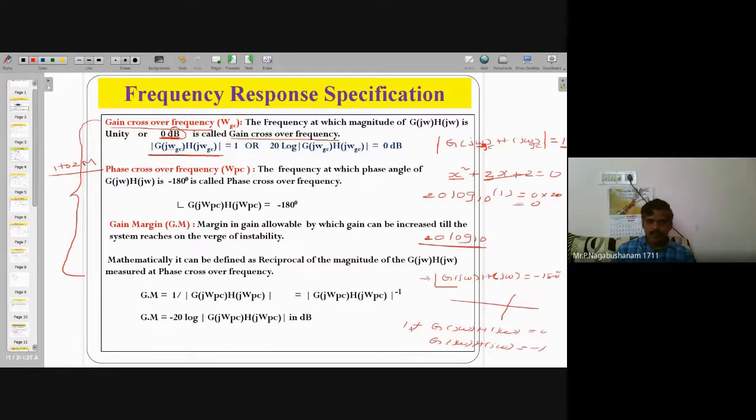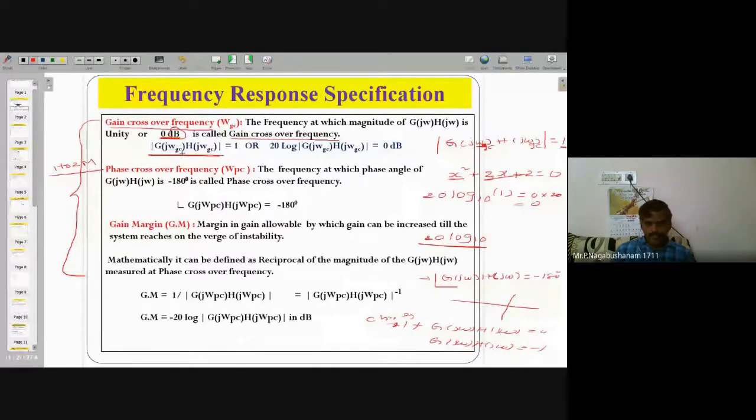1 plus G of s, H of s is the characteristic equation. Send this plus 1 to the right side, minus 1. I want the magnitude, so apply modulus on both sides. Magnitude of G of j omega, H of j omega equal to 1, for what frequency? That frequency value is called the gain crossover frequency.